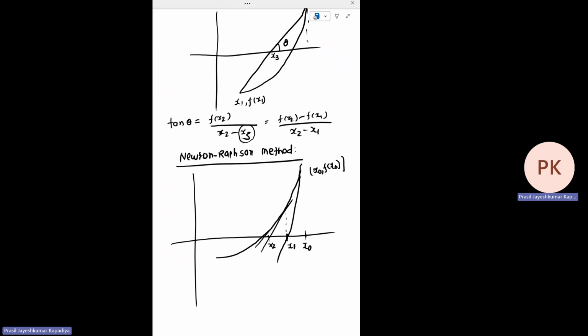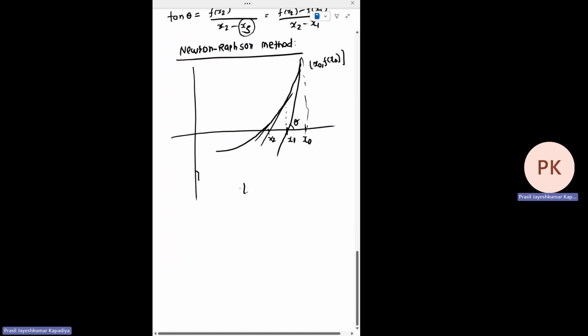So in this case also, what is tan theta? Let's say this is my theta, this is a line. So my tan theta is equal to f of x0 divided by x0 minus x1. And we are drawing a tangent, so that is nothing but my derivative. So my next point x1 is equal to x0 minus f of x0 divided by f prime of x0. Similarly, my second point x2 is x1 minus f of x1 divided by f prime of x1.